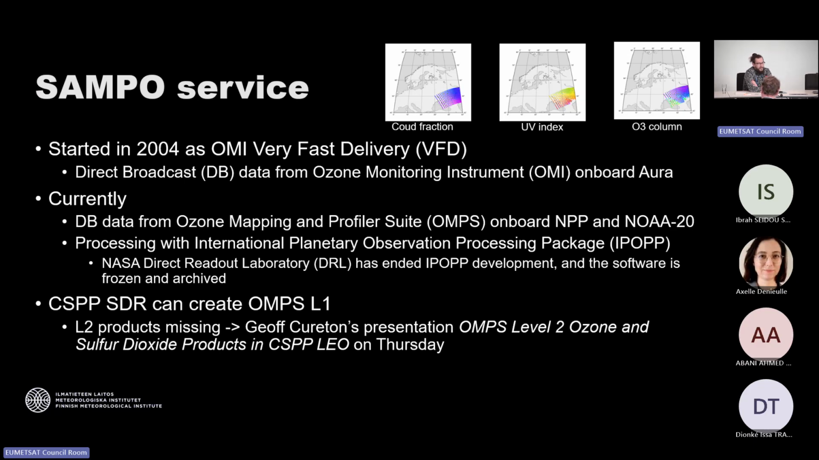And we have heard today, or discussed already, that the NASA Direct Readout Laboratory has ended the IPOPP development, the software is frozen and archived, and now they're shutting down the ancillary data. So there might be a gap in how to do things, but I heard that there should be, and hopefully will be, also OMPS level 2 products under the CSPP that would, I would say, solve the issues, and there will be a presentation on that on Thursday.